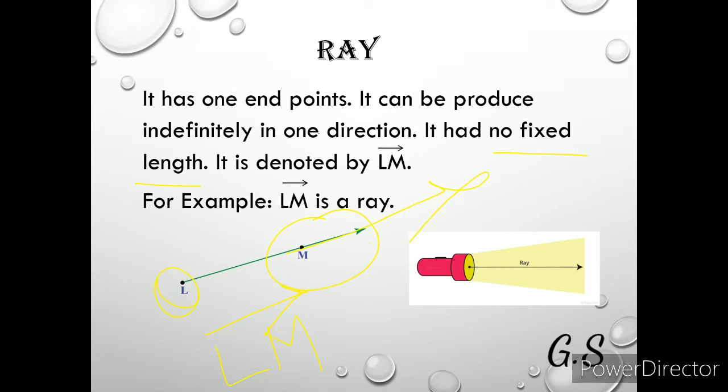Similarly, you can relate a ray with a torch light, or with a sun ray. See how the sun ray comes out. This will be the endpoint, and the ray coming out, like sun rays, is known as a ray because it has one endpoint. It can be extended endlessly in any direction.